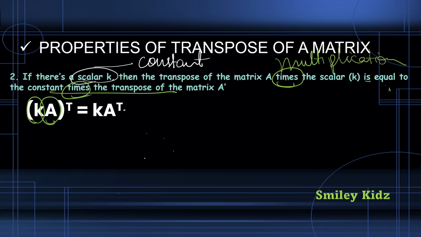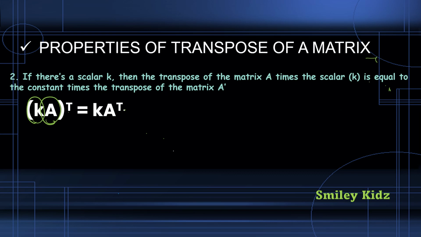Fine. So matrix A is multiplied with scalar K, and the constant has been multiplied with the transpose of matrix A. That is what it means. So here we have the transpose of the matrix times the scalar K, which is equal to the constant times the transpose of matrix A. That means you're not going to have this K in the brackets like earlier. You're going to take K out, first take the transpose, and then multiply it with K. That is what it means.